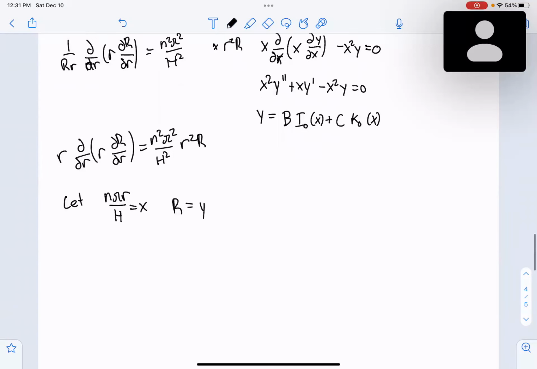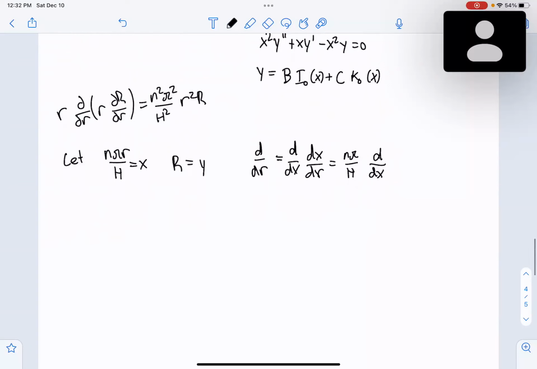Now what that's going to do is actually transform d over dr, which is equal to d over dx times dx dr. Sorry about that. And really, this is just a question of applying the chain rule here to transform the variables. We have n pi over h times d over dx. And really, like I said, that's just a question of taking dx dr, which is just n pi over h. Straightforward enough, hopefully.